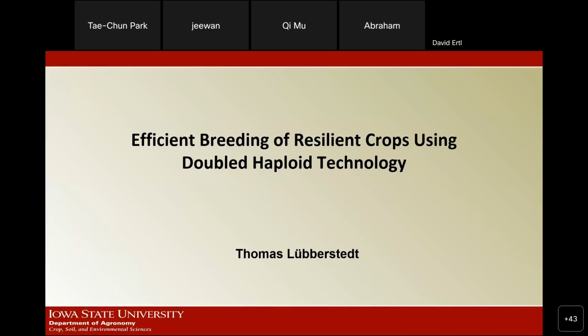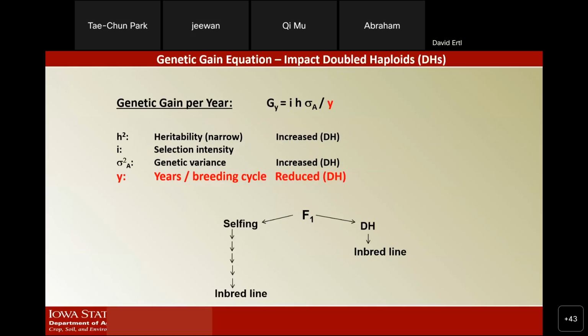So as Sarah mentioned, my main research topic is around double haploid technology, its optimization and utilization. And I was wrestling a little bit with the question of how it fits to the theme, but I think I can argue and make the case that DH technology helps with making breeding of resilient crops more efficient. And I want to demonstrate that by using the genetic gain equation.